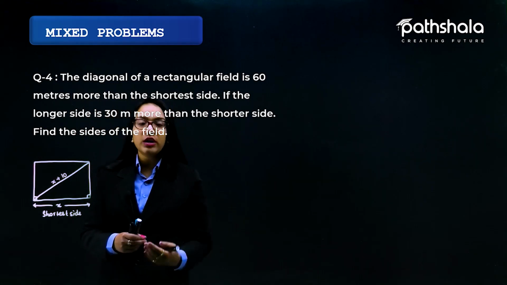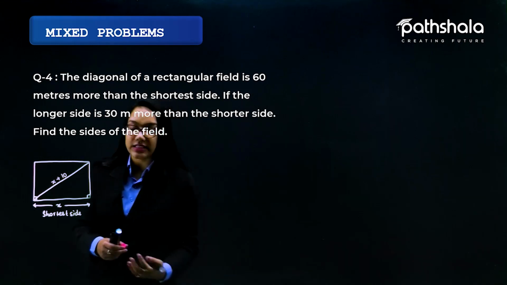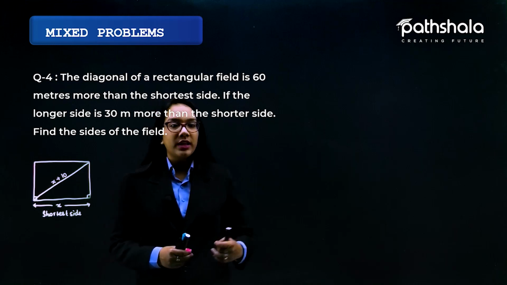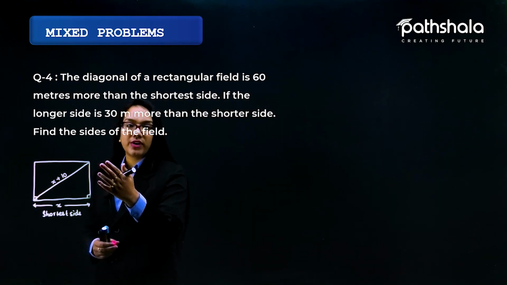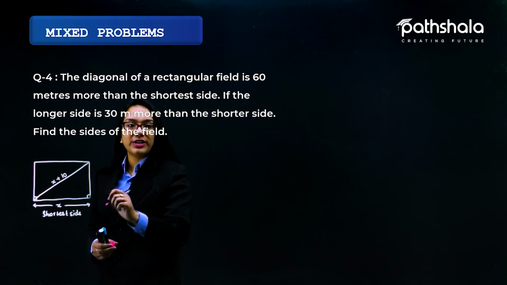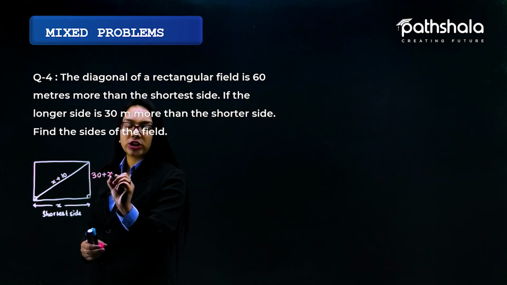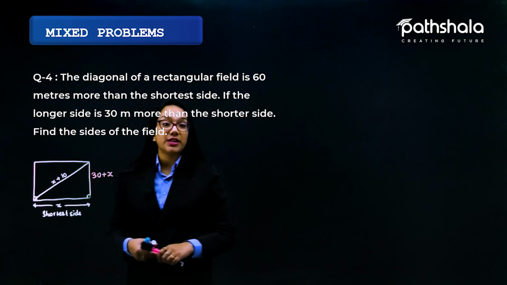Furthermore, if the longer side is 30 meters more than the shortest side, it is talking about the other side. Let us suppose we are talking about this longer side. It says that it is 30 meters more than the shorter side, meaning 30 plus x. It is talking about 30 plus x.